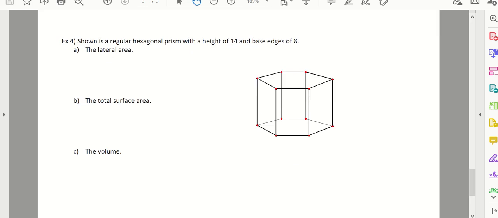On to example 4, the last one, shown as a regular hexagonal prism. That means the base is a hexagon. Not only that, it's a regular hexagon with a height of 14 and base edges of 8. Part A, find the lateral area. Part B, find the total surface area. And part C, find the volume.